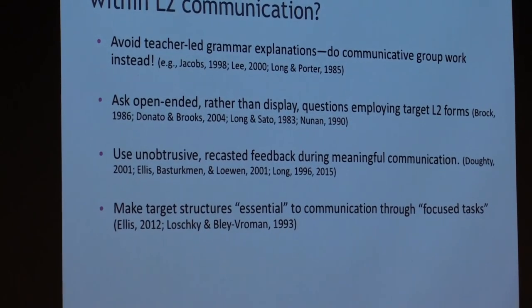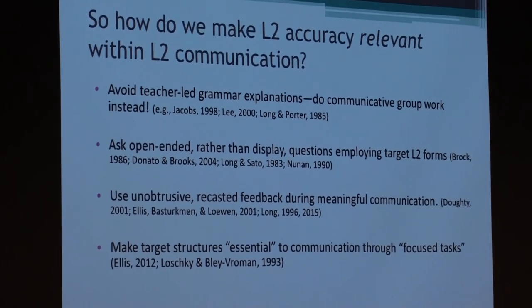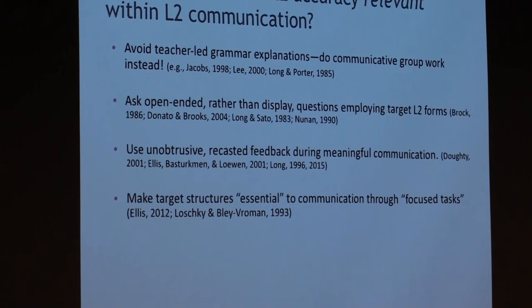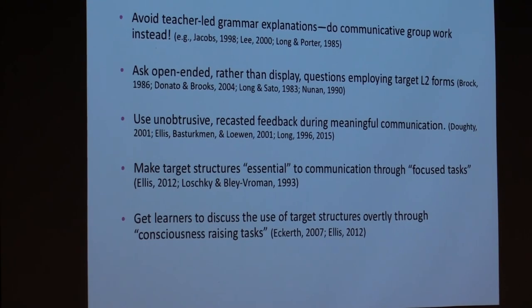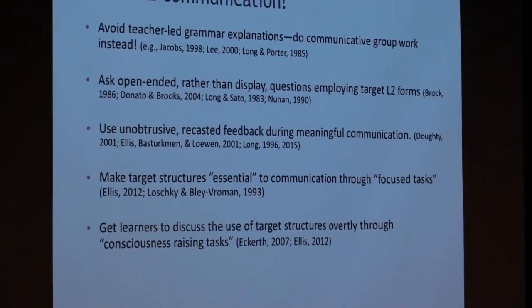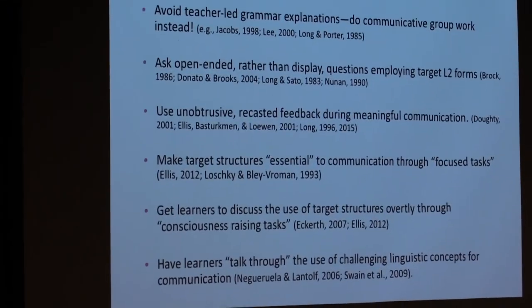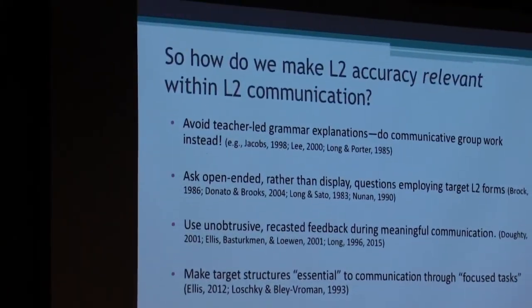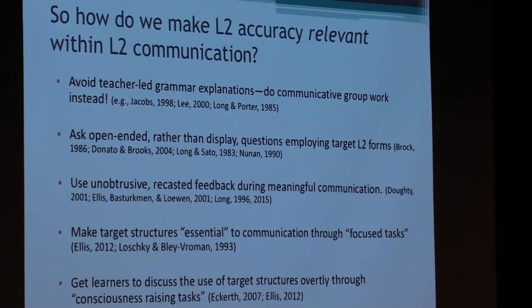These are just some ideas based on research that could inform the answer to this question: how do we make L2 accuracy relevant within communication? Some ideas are to avoid teacher-led grammar explanations, do communicative group work, ask open-ended rather than display questions, use unobtrusive recasted feedback, make target structures essential to communication through focused tasks, get learners to discuss the use of target structures overtly through consciousness-raising tasks, and have learners talk through with languaging. We have a lot of different proposals for how to address language structure within a communicative approach.